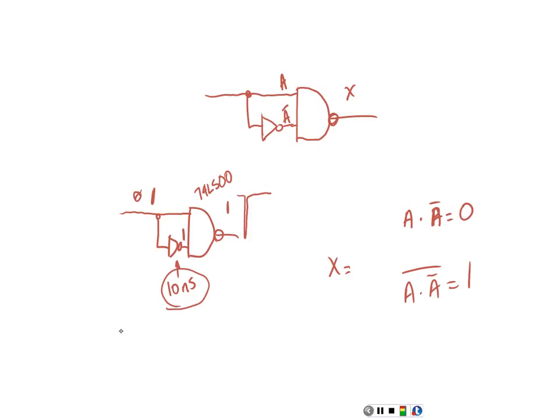So what happens, every time this comes over here and does this, my output would come over here and do this. I didn't give myself enough room. It would do that on every rising edge. Y'all believe me?